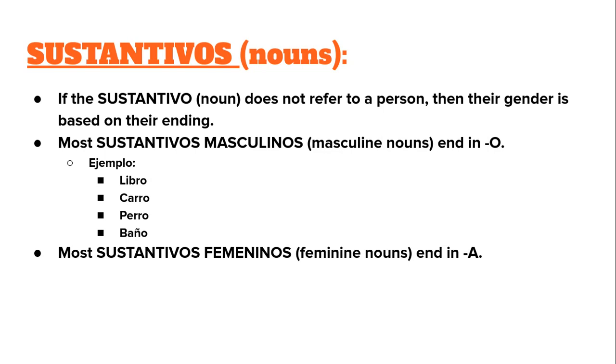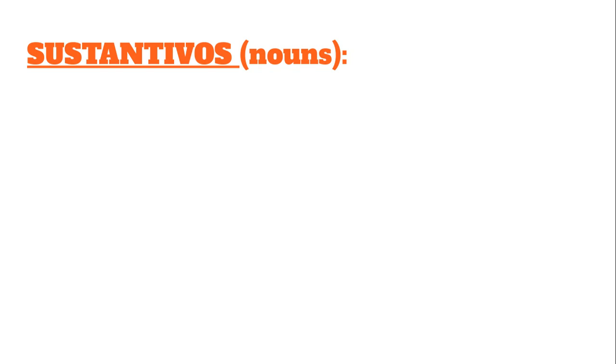On the other hand, sustantivos femeninos usually end with the letter A. For example, camisa, casa, mesa, and computadora. If you notice, all of them end with the letter A. Also, notice that I said most of them, masculinos and femeninos, end with these letters. There are some exceptions to these rules. Let's continue.